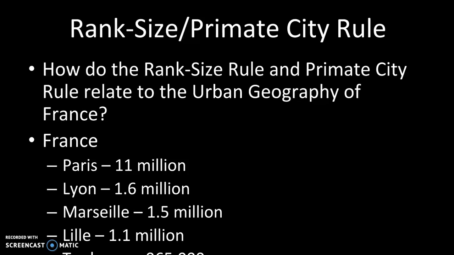If this were a primate city, then Paris would have to be overwhelmingly more than twice as big as the second largest city. If it was a rank size rule, then Paris would be the largest, the second largest would be about half the size of Paris, the third largest about a third the size of Paris, and the fourth largest about a fourth the size of Paris. Well, we can determine here that, overwhelmingly, this is the primate city rule. Paris is clearly more than twice the size of the second largest. So this is primate city rule and does not follow rank size.